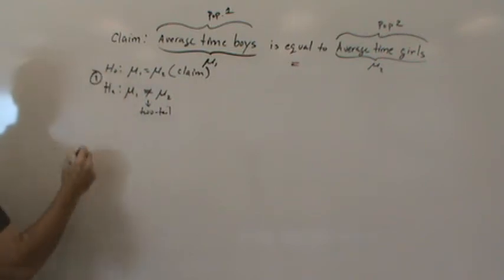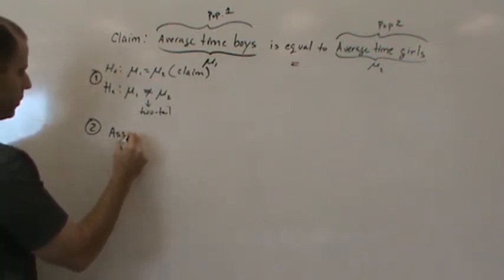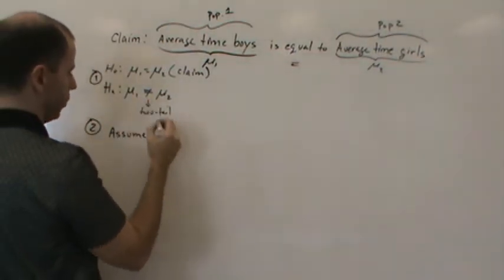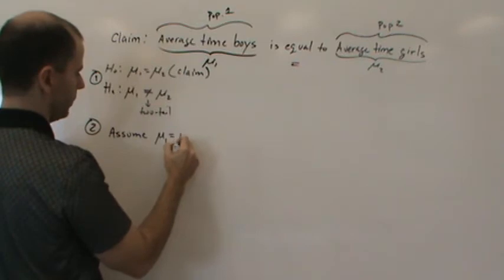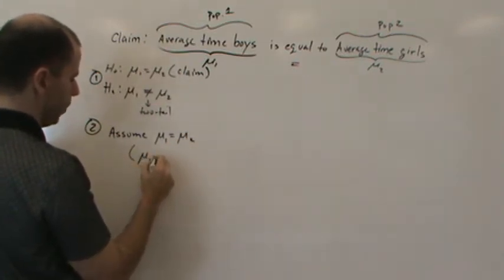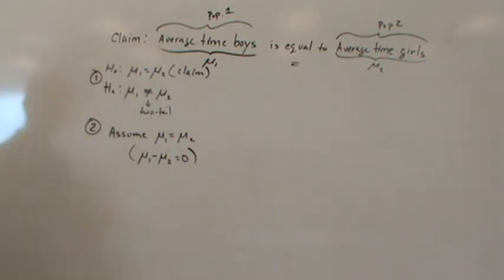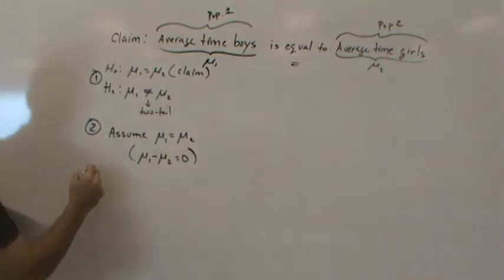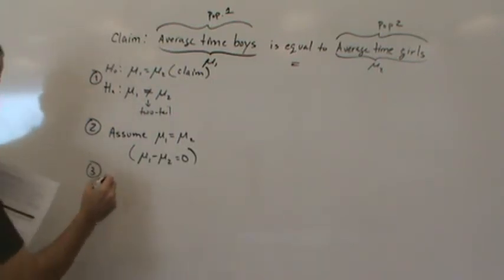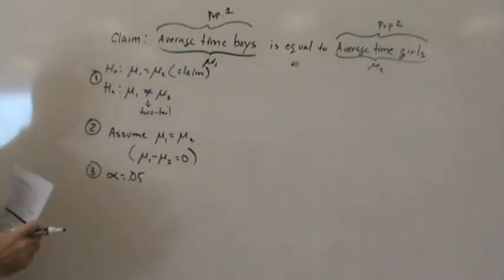Now step 2 is, we're going to assume the null is true. So we're going to assume there's no difference between mu1 and mu2. So we're going to assume mu1 is equal to mu2, or in other words, we can rewrite it this way: mu1 minus mu2 is equal to 0. Now step 3 is we're going to write down the information. So the alpha level, again, is 0.05. Again, it's not always going to be that.